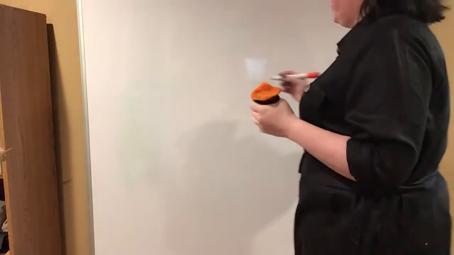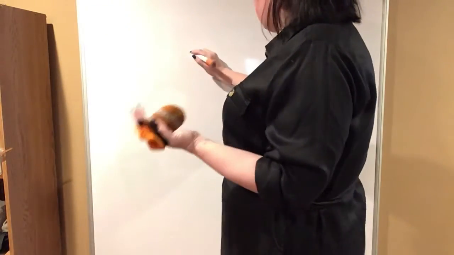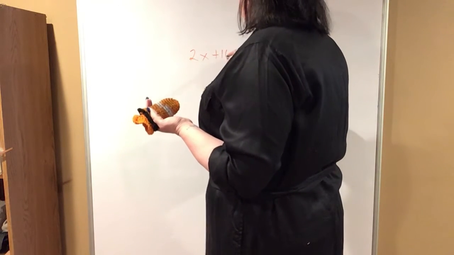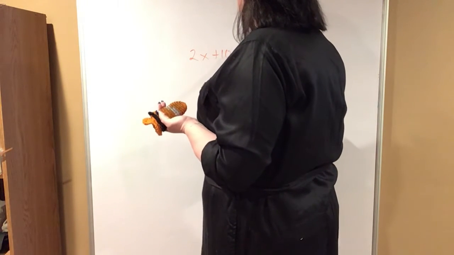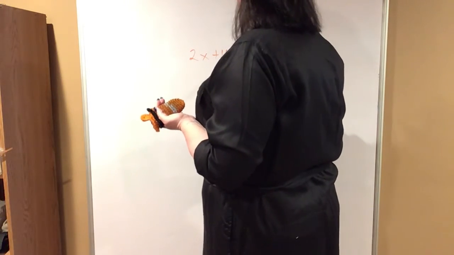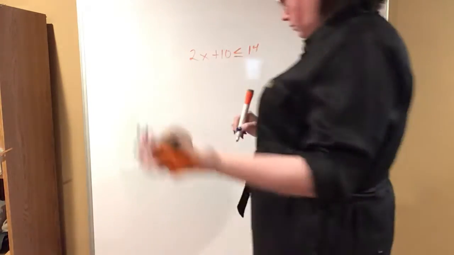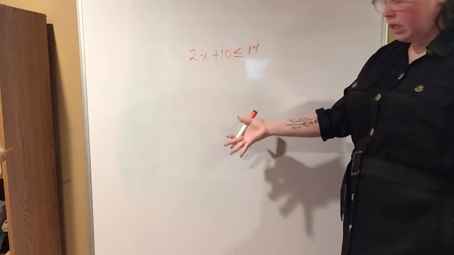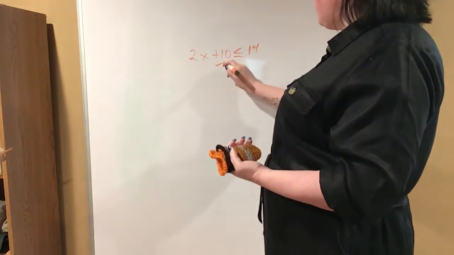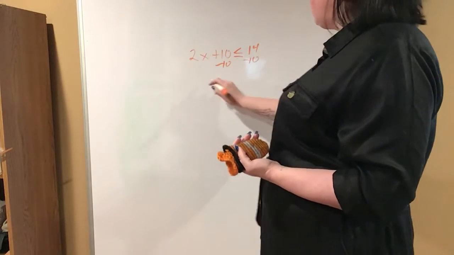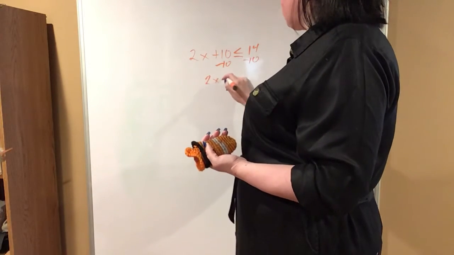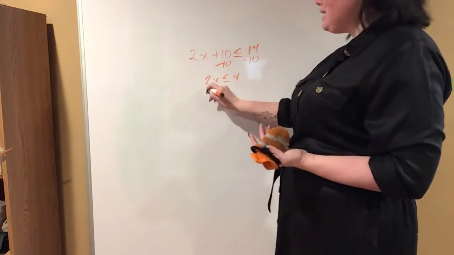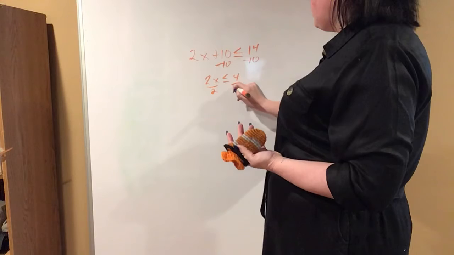So, let's say we have 2x plus 10 is less than or equal to 14. It's really simple to solve. It's the exact same thing. We're just going to minus our 10, and we get 2x is less than or equal to 4. And then we just divide. It's the exact same stuff.